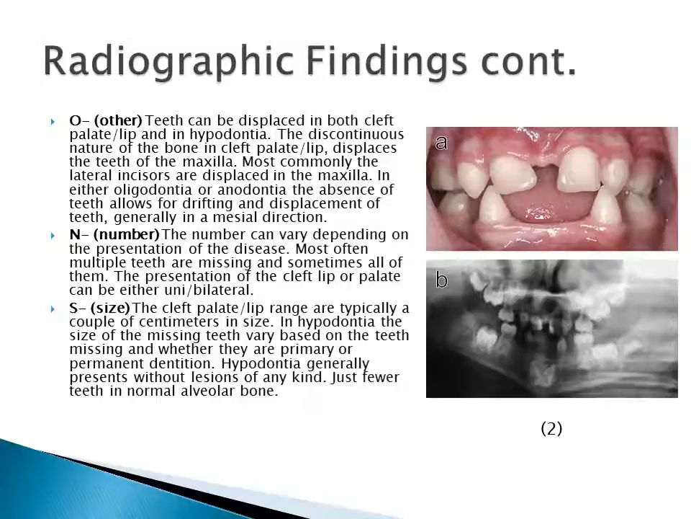Size: the cleft palate or lip range is typically a couple of centimeters in size. In hypodontia, the size of the missing teeth varies based upon the teeth missing and whether they are primary or permanent dentition. Hypodontia generally presents without lesions of any kind, just fewer teeth in the normal alveolar bone. Here, once again, you can see on the top picture the conical-shaped teeth, and in the bottom picture, you can see the conical-shaped teeth and the hypodontia radiographically.